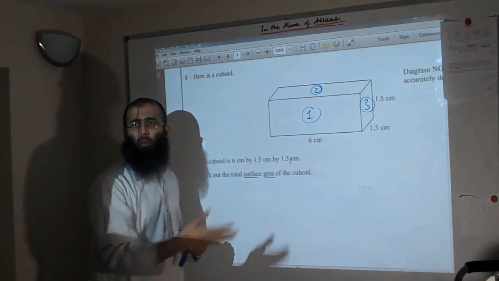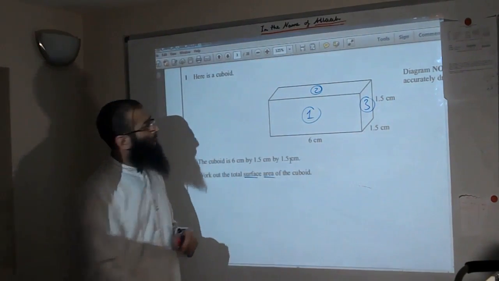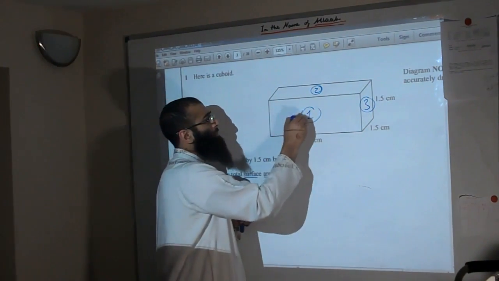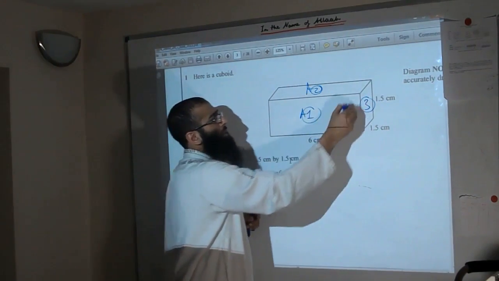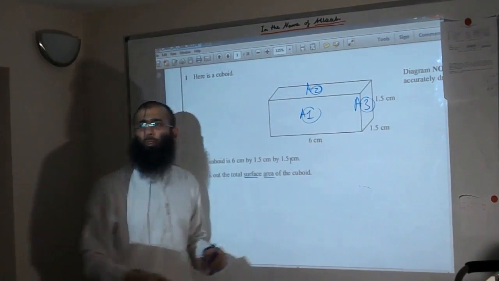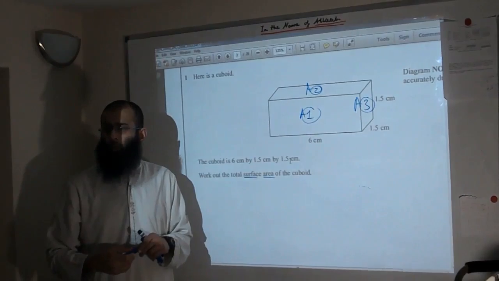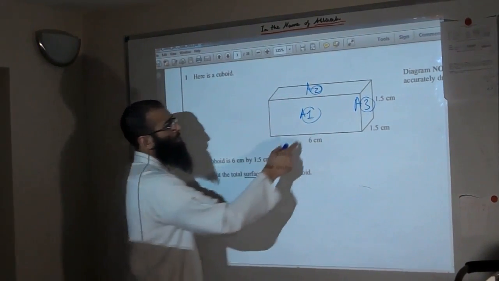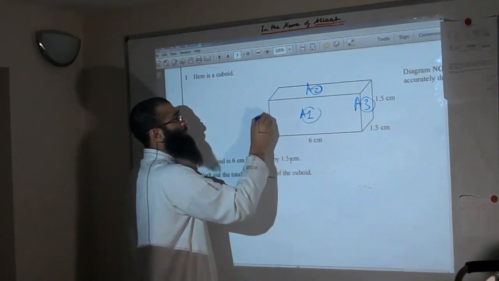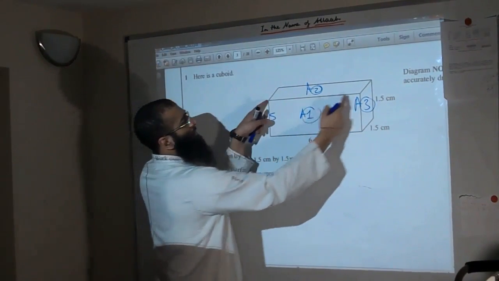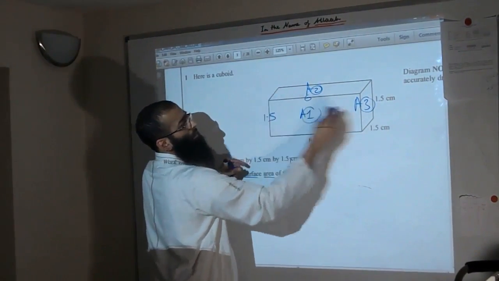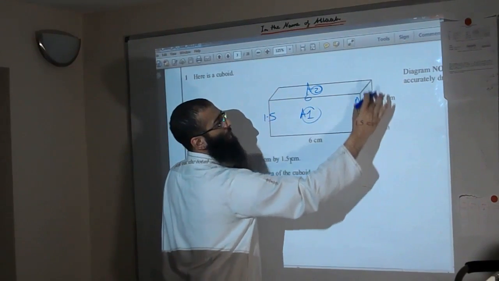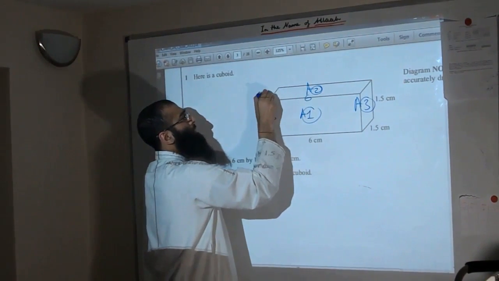So the shape is symmetrical about these 3 shapes. So if we work out the area of part 1 and the area of part 2 and the area of part 3 and we add them all up, what should we do then? We should double it to work out the area of the whole lot. Okay folks? So 6, 1.5, put some measurements on there. This is also 6. That's 1.5 here folks. Look at it carefully. That's 1.5, 1.5.